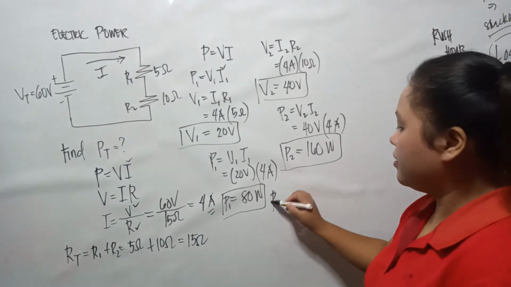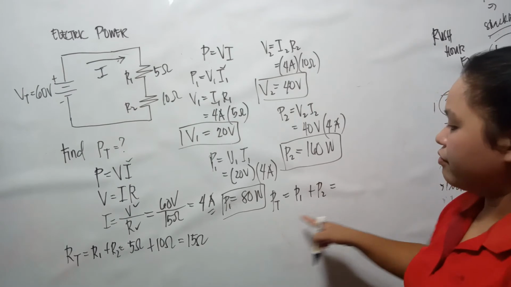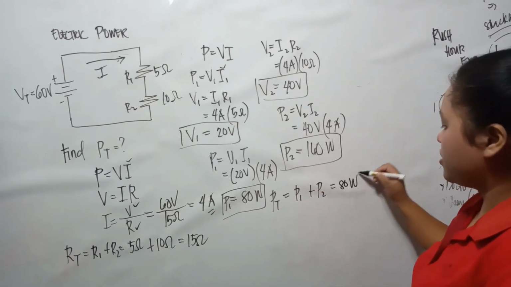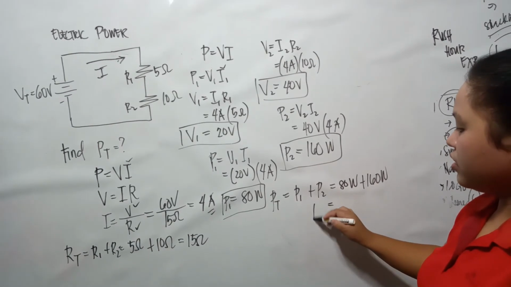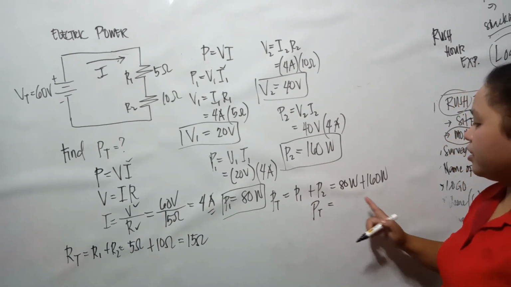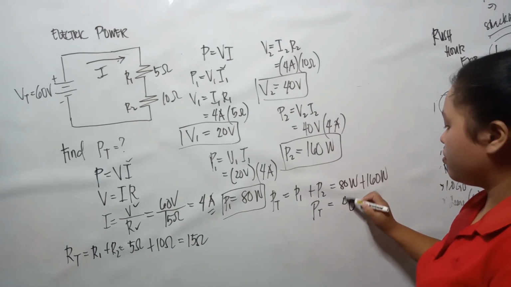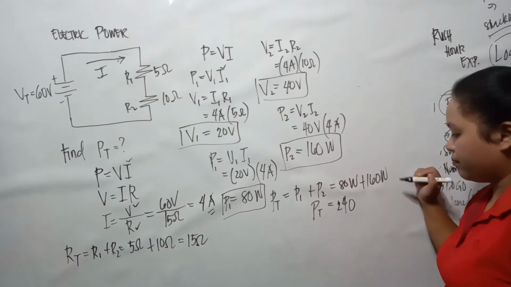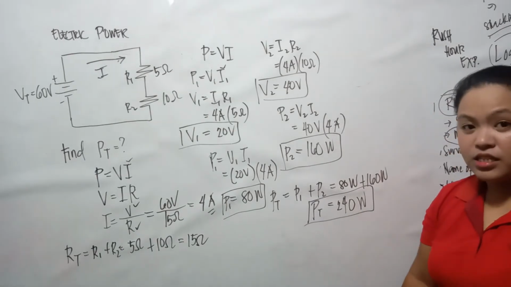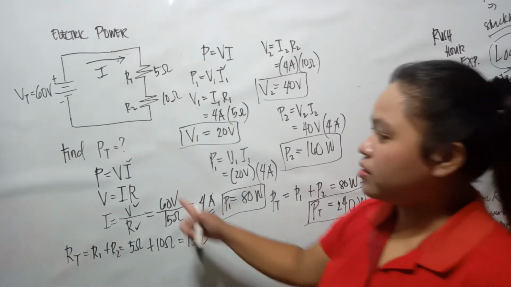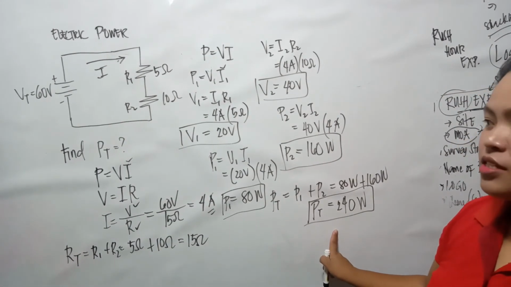So we get the total power, which is equal to power 1 plus power 2. We have 80 watts plus 160 watts, which gives 240 watts. So the total power dissipated in the resistors is 240 watts.